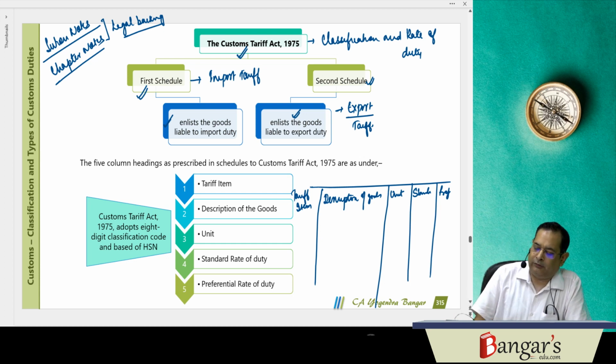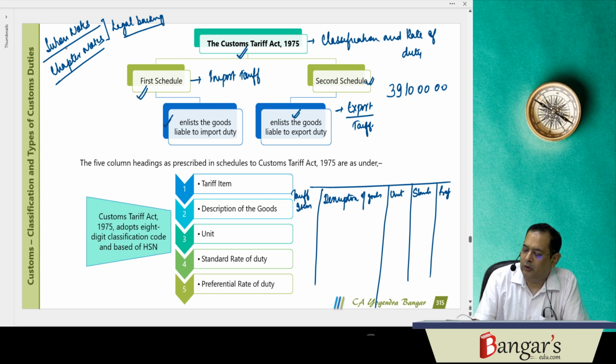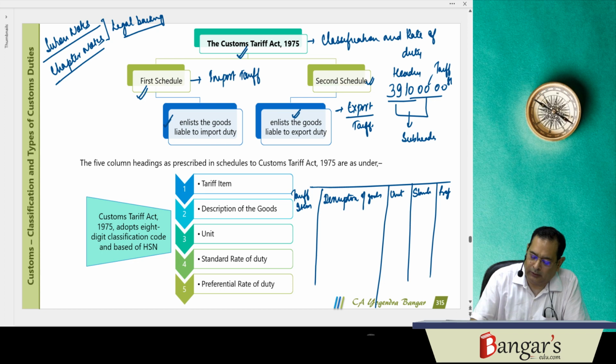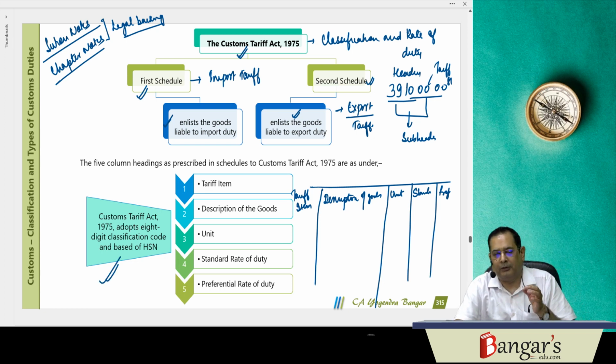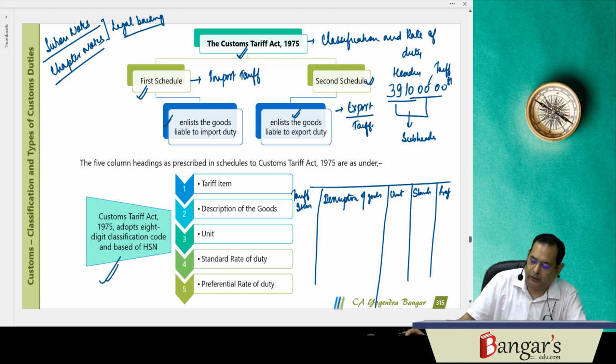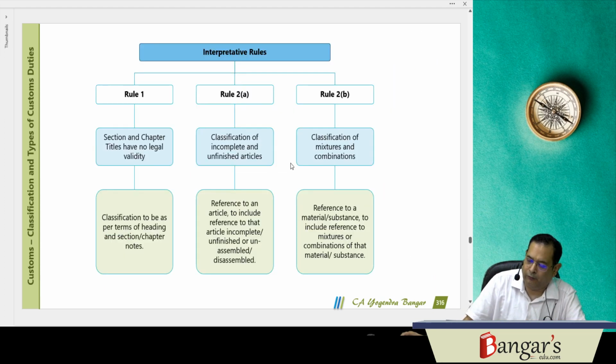Here it is basically an 8-digit product classification system. Say 39, 10, 0000. So these 4 digits are known as heading. 6 digits are known as a subheading. And 8 digits are known as a tariff item. When we have the 8 digits of the harmonized system of nomenclature, in front of that we will be able to find out the rate of duty.